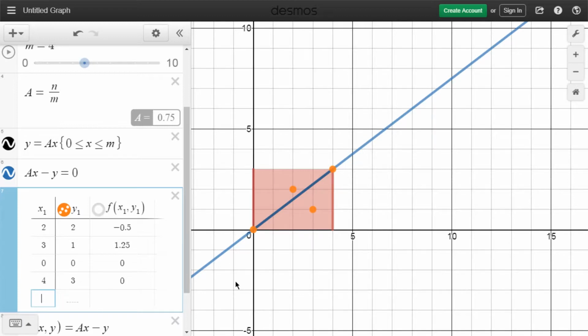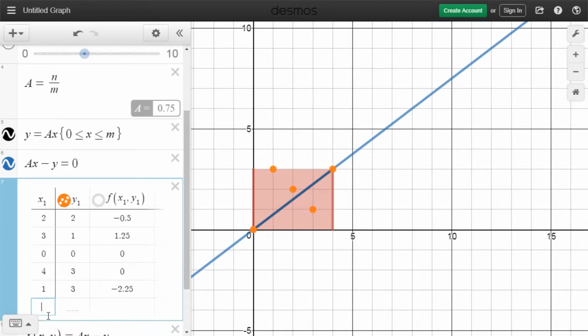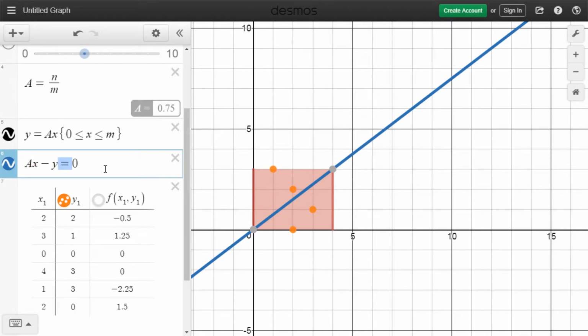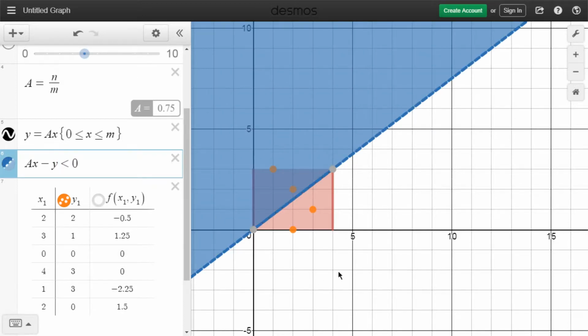But I want to be a little more specific about this, because we're getting negative over here and we're getting a positive over here. When do we get a positive and when do we get a negative? So let's try 1, 3, negative. Notice just like the 2, 2, that's above the line. I don't know if that's a coincidence or not, but let's take one that's below the line over here. So maybe let's try 2, 0. That is positive. I would say our case is getting pretty strong here. So here's what I'm going to do. Instead of plotting Ax minus y equals 0, let's plot Ax minus y is less than 0. And take a look at that.